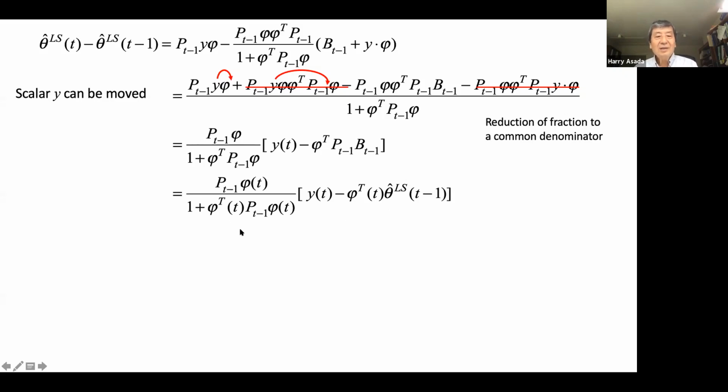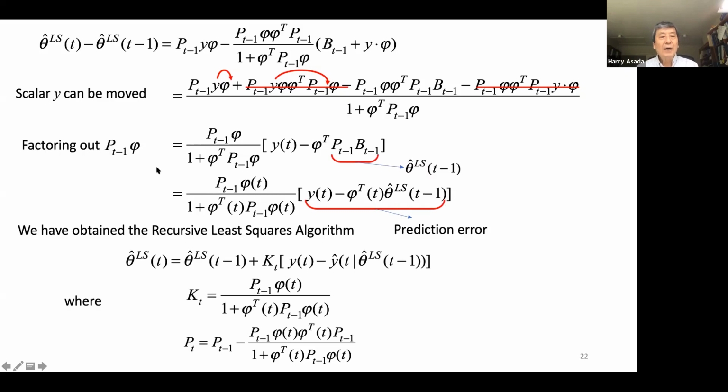Prediction error times this again gives you the difference between these two, which means basically how much you need to add or correct to the previous one. So what you get is this expression. This is nothing but theta LS at t minus 1, and I put this one here. This one is a prediction error, right? So we can write this as y hat t given theta LS at t minus 1.